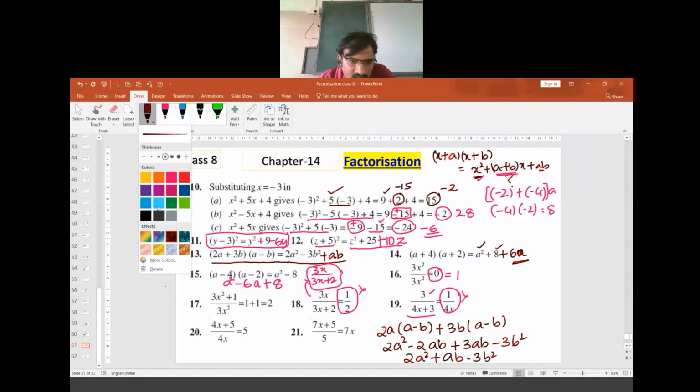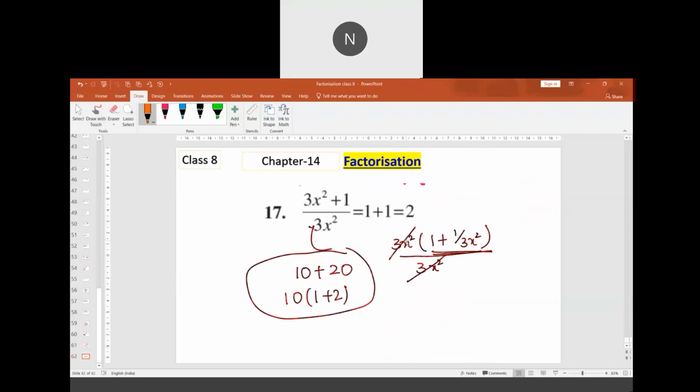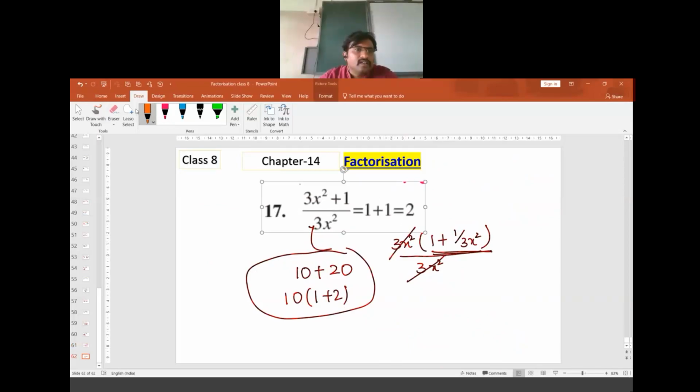So this particular answer is wrong. Understood? 1 plus 1 divided by 3x. Yes, sir. So we cannot have 1 plus 1. 1 plus 1 is not possible. This part is not possible.